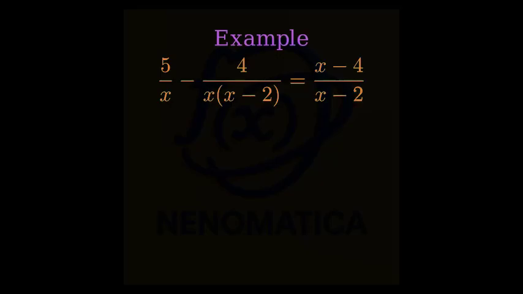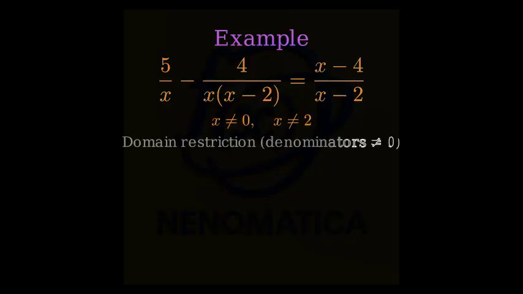Example. We will solve this rational equation step by step, following the exact algorithm shown. Our equation is 5 over x minus 4 over x times (x minus 2) equals (x minus 4) over (x minus 2). We will also remember that x cannot be 0 and x cannot be 2 because those make denominators 0. Step 1. Set the equation equal to 0 by moving everything to the left side.